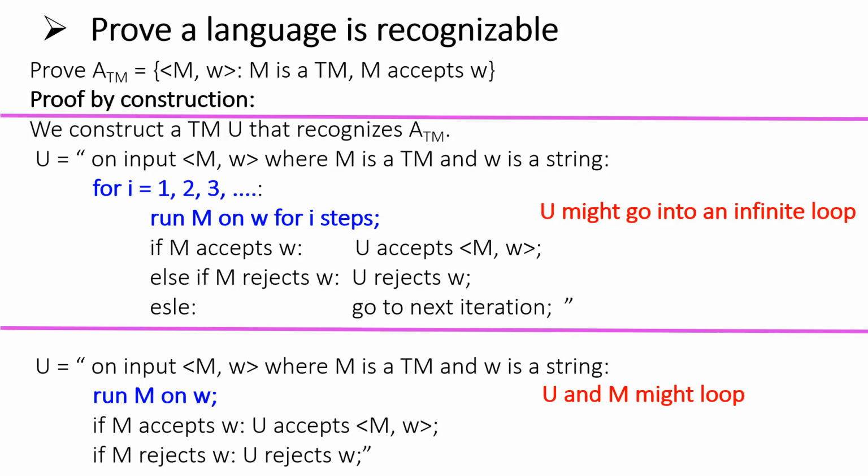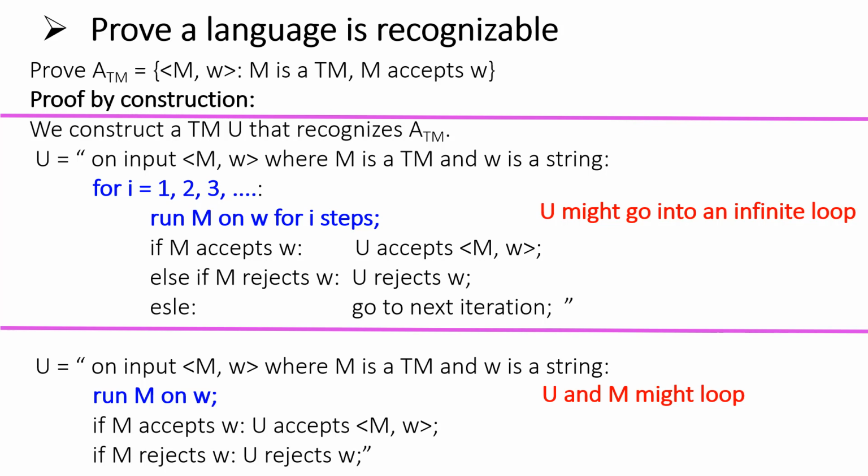If M does not give either of these two answers, then that means M loops on W. In this case, U also loops and never gives an answer. But it's okay because when M loops on W, MW is not a member of ATM. In this case, U doesn't have to give an answer. Again, for a recognizer, it only needs to accept strings that are in the language. It doesn't need to explicitly reject strings that are not in the language.